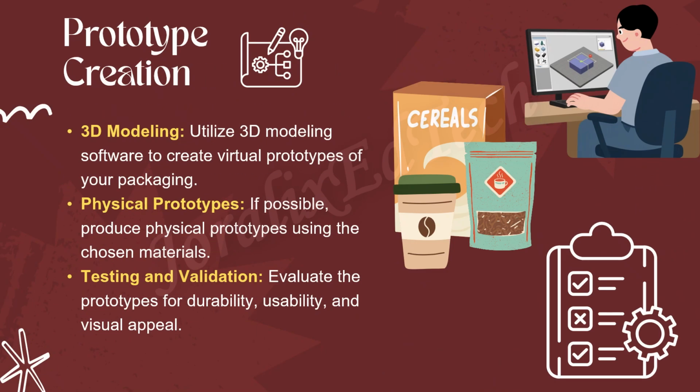Prototype creation. Prototyping is a crucial step that brings your design concepts to life. 3D modeling. Utilize 3D modeling software to create virtual prototypes of your packaging. This allows you to examine the design from various angles. Physical prototypes. If possible, produce physical prototypes using the chosen materials. Physical prototypes provide a hands-on experience to assess practicality, functionality, and aesthetics. Testing and validation. Evaluate the prototypes for durability, usability, and visual appeal. Gather feedback from team members and potential consumers to identify any improvements needed.